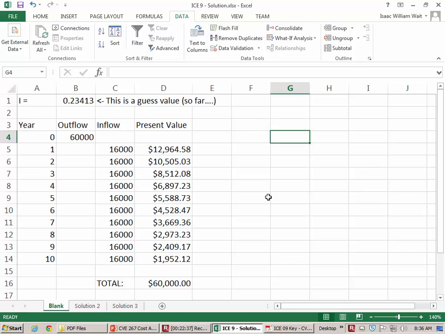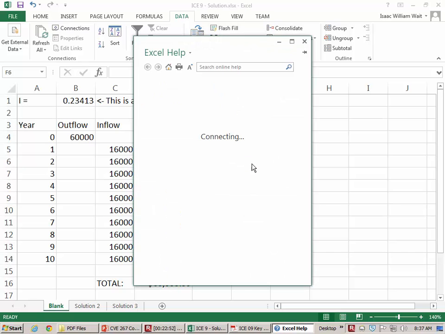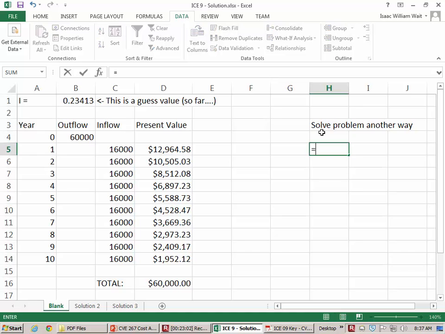So we're starting to enjoy Excel and how it makes our lives easier. Even more, check out this function. So this was the first way. We're calling this the PV function. We did the PV function. There's another one called rate. So just off to the side, we'll call this solve problem another way. Equals rate. And it tells us what it needs to know. Okay, first of all, NPER, the number of payments. We'll just type this in manually. There's 10 payments.